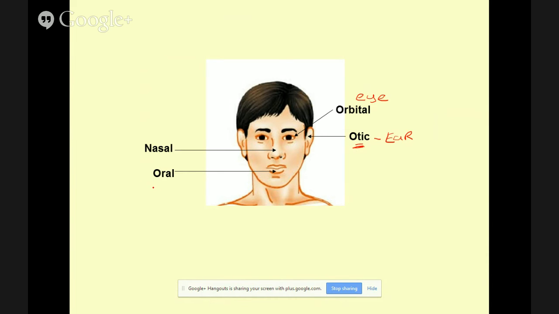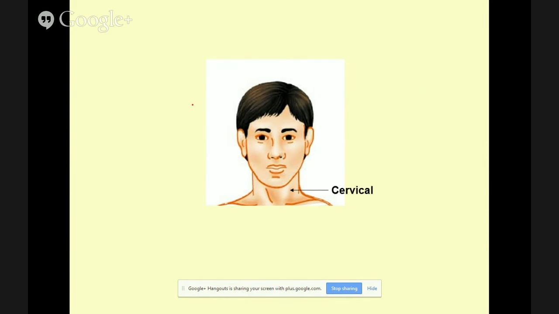Now, we've all heard about oral because we've heard of oral hygiene, brushing your teeth. So oral is the mouth. And then you might have heard someone say nasal allergies on those TV ads for all the different types of allergy medications. So anything nasal is your nose. So orbital eye, otic ear, oral mouth, nasal nose.